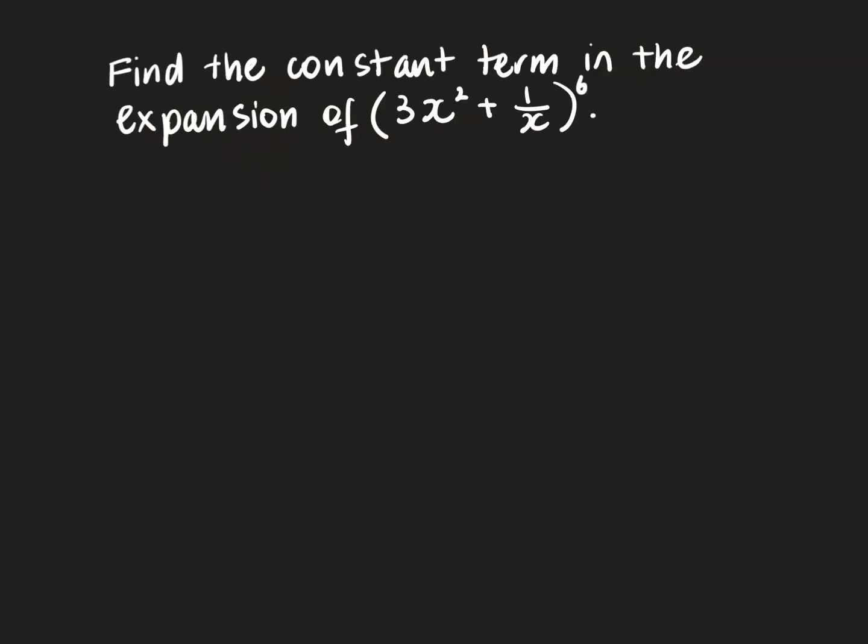Here's another one. Find the constant term in the expansion of 3x squared plus 1 over x all to the power of 6. Now, the constant term is the term that has no x's in it at all. This one will take a little bit of thought, so press pause and give it a go.